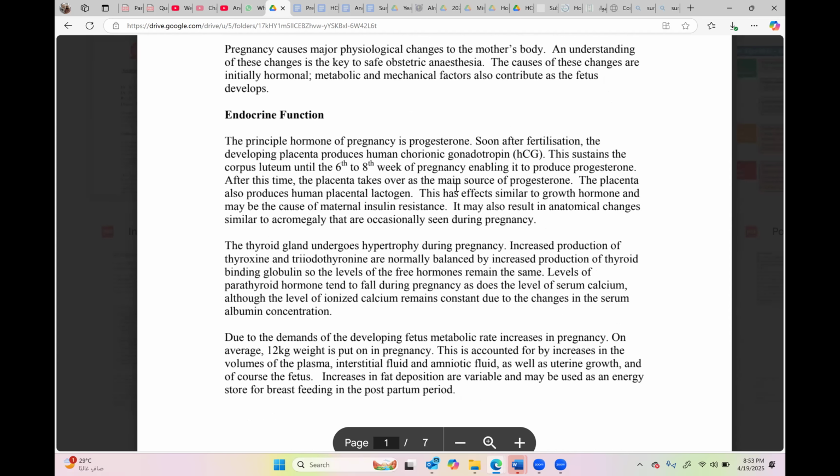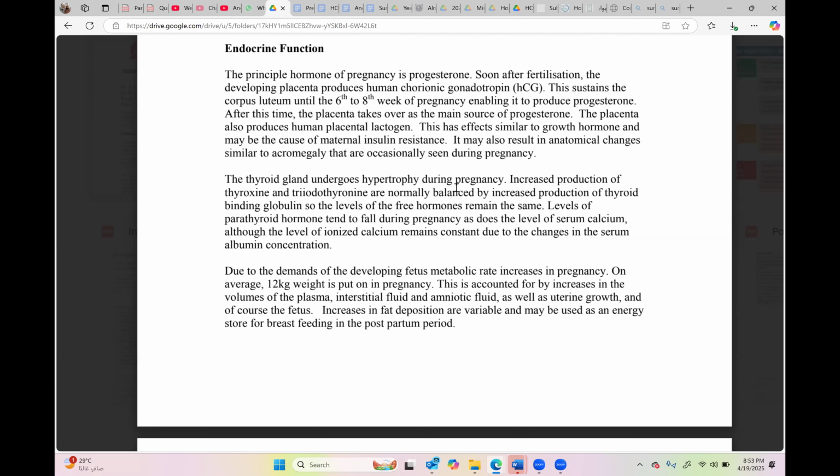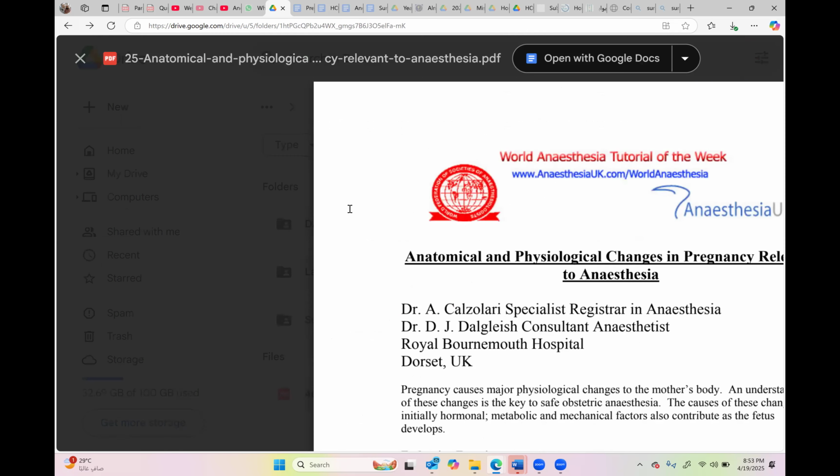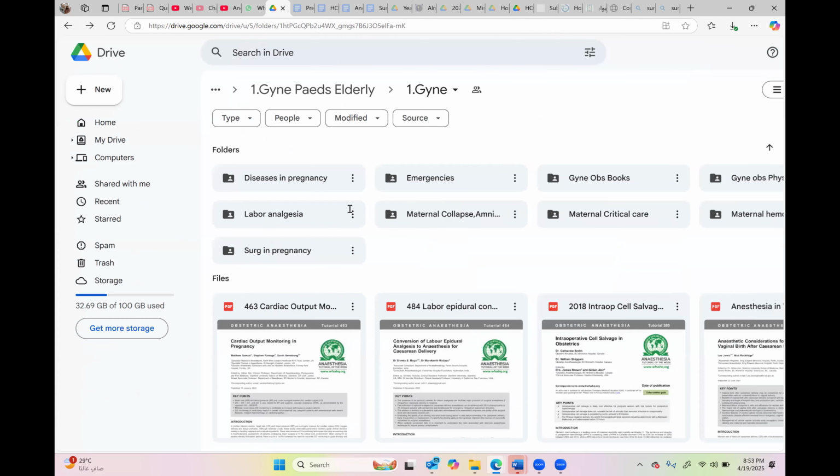Thyroid gland hypertrophy occurs during pregnancy, with increased production of thyroxine, normally balanced by increased production of thyroid binding globulin. So the levels of free hormone remain the same. Levels of parathyroid, these are some extra things. So you just have to translate these changes into practical conduct.